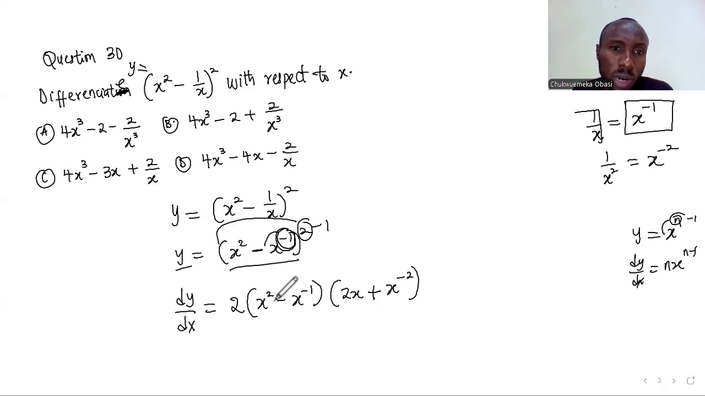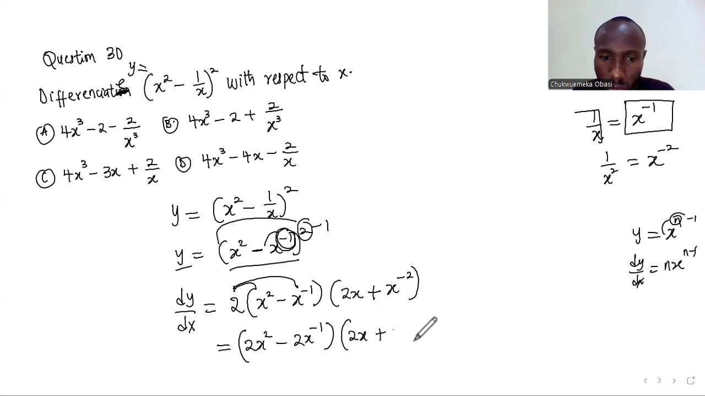From this point, if you look at the options, we don't have anything looking like this. That means they really want us to expand. They want us to remove this bracket. So now let's do that real quick. I'll say 2 times x and 2 times this here. So I have 2x squared minus 2x to the negative 1 times 2x plus x to the negative 2, right?